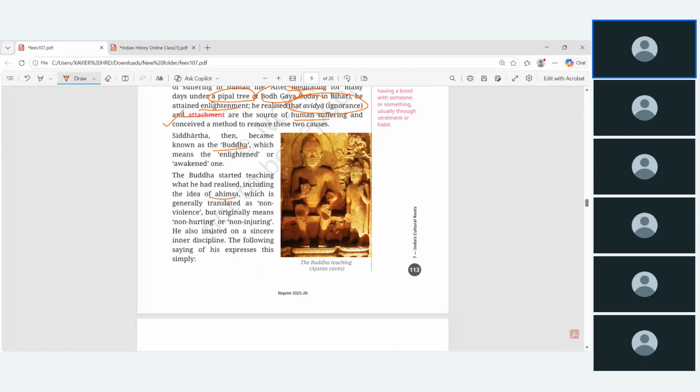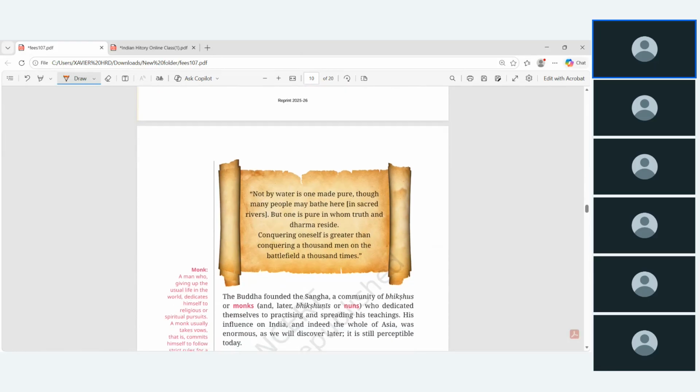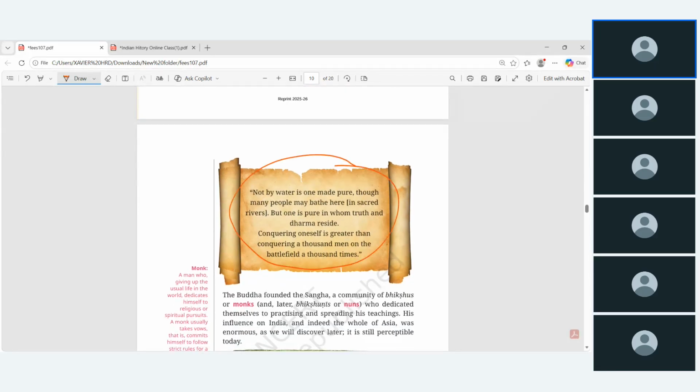And this is what I said. Ahimsa means non-violence, which in its original meaning is non-hurting or non-injuring. He also focused on sincere inner discipline, which is also needed for the aspirants. And this is what he says: not by water is one made pure, though many people may bathe here, but one is pure in whom truth and dharma reside.